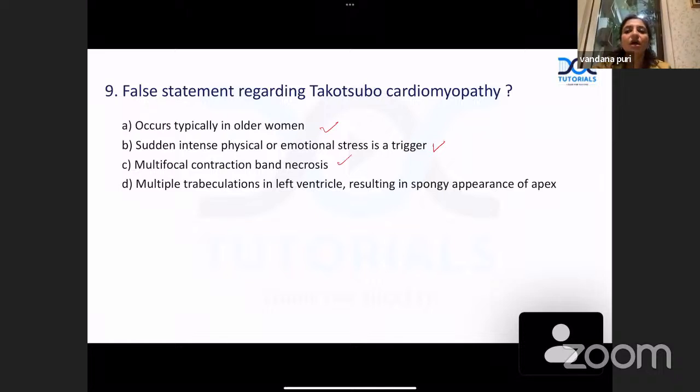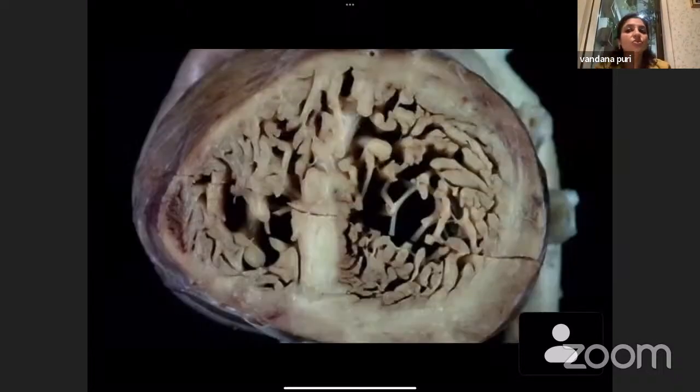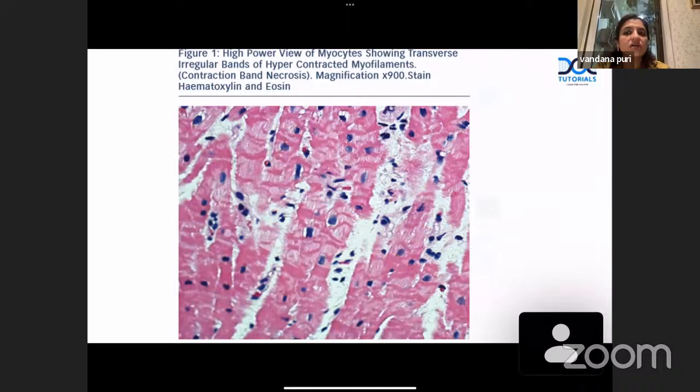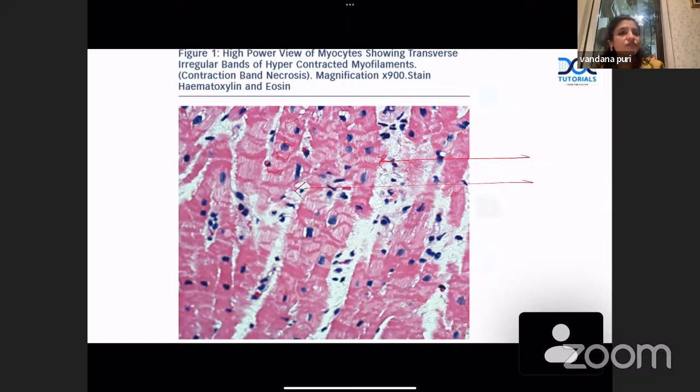So this is how the heart looks if you do the biopsy. If you look at the biopsy, can you see these transverse contraction bands? You will see multiple contraction band necrosis here. This is a very classical feature of Takotsubo cardiomyopathy. Usually the patient recovers within a few days or weeks, but this is a heartbreak cardiomyopathy, which you should remember.